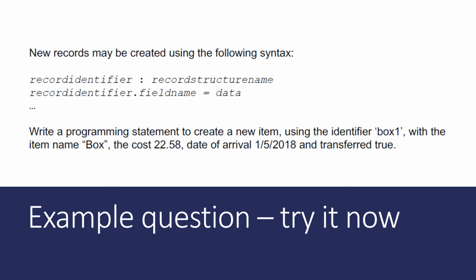And what data to use? Well, it's immediately below the template. A new item, the identifier will be box 1, the names box, the cost, the date, and transferred. All the data that you need is provided below the template. So now you've got to put those facts into the template structure provided. Remember, there'll be 4 field names. Use the field names that you already decided on in the previous question. So this is a follow on from the previous question. Let's have a look at what that looks like now.